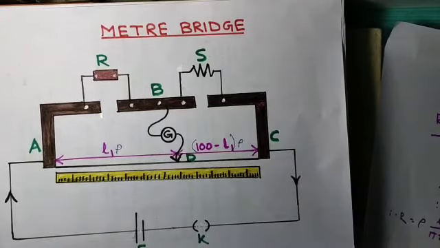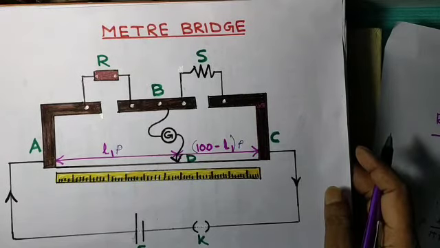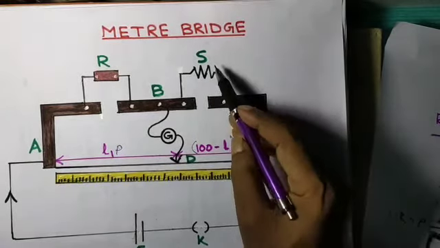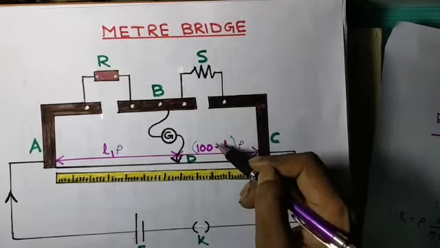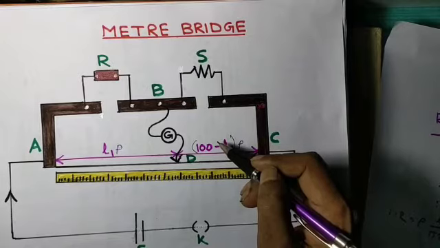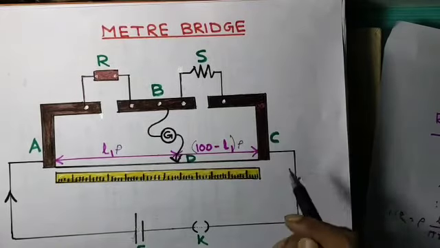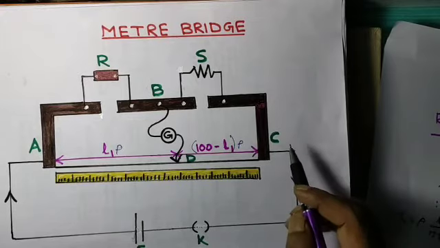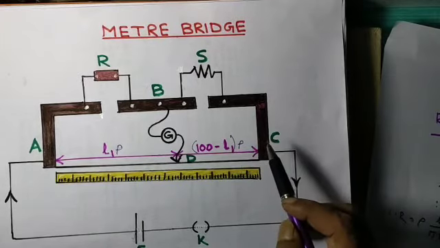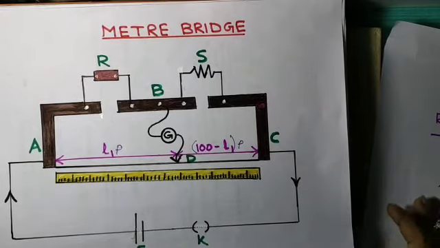Now, from the meter bridge, we have calculated the unknown value of a resistance by applying the theory of the Wheatstone bridge. Besides that, we can also calculate the resistivity of a wire. Now we will see how we calculate the resistivity of a wire.